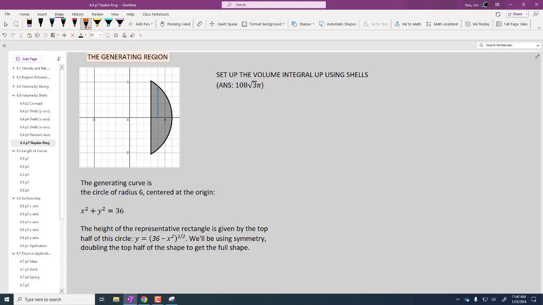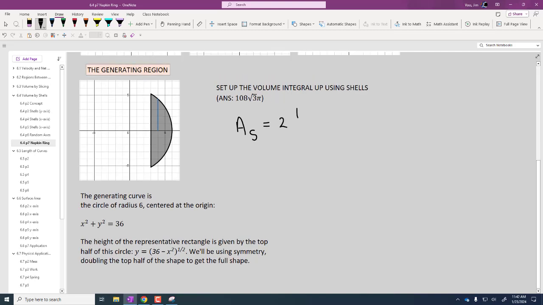All right, so we're going to use the shell method. So the area of a shell is 2 pi RH. So for us, that's going to be 2 times pi. And when we look over here, this is the radius.